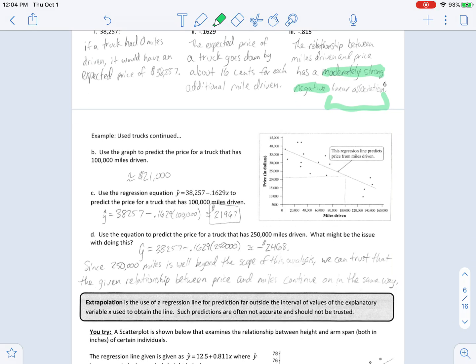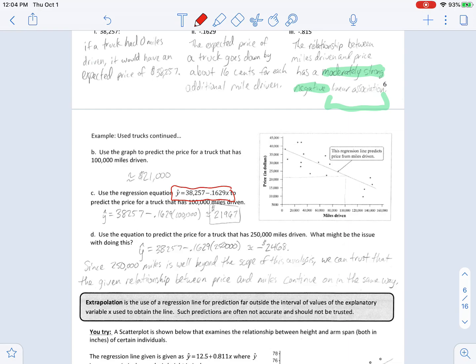This one also probably could be stuff you already know. Using the graph to predict the price for a truck that has 100,000 miles. So you can see from this line here, you just basically go up from 100,000, you go over to approximately 21,000. That's not a perfect estimate because quite honestly, you might be kind of guessing there at the 21,000. So the better, more accurate way to do this is to use your regression equation, okay?